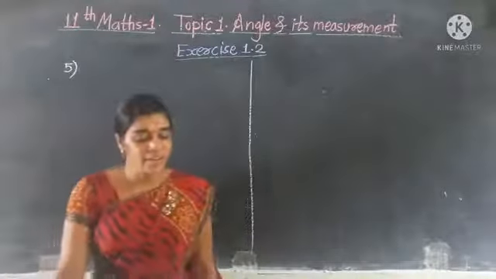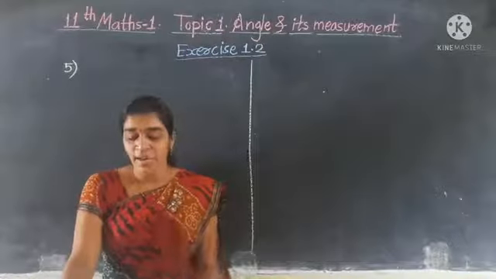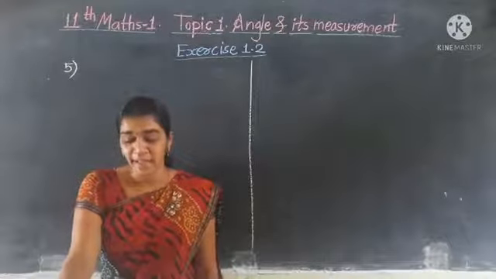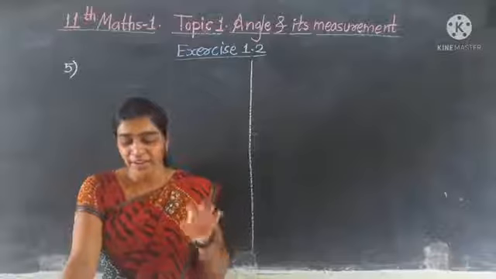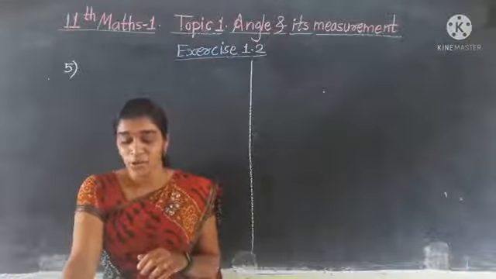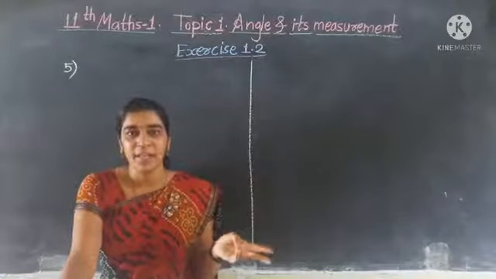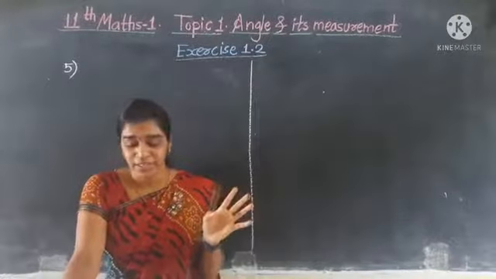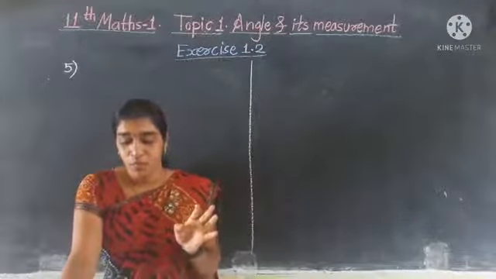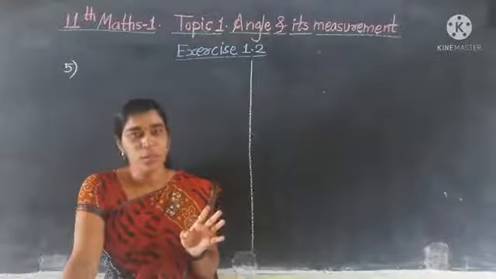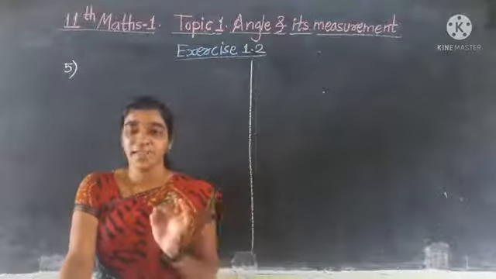See question number 5. Two arcs of the same length subtend angle of 60 degree and 75 degree at the center of the two circles. बघा दोन सर्कलचे अँगल दिलेत आपल्याला 60 डिग्री आणि 75 डिग्री. व्हॉट इज द रेशो ऑफ रेडिया ऑफ टू सर्कल. त्या दोन सर्कलच्या रेडियाचा रेशो विचारलाय.